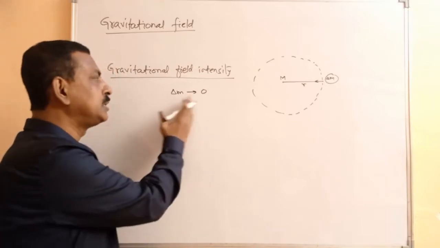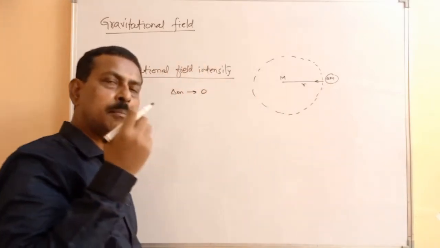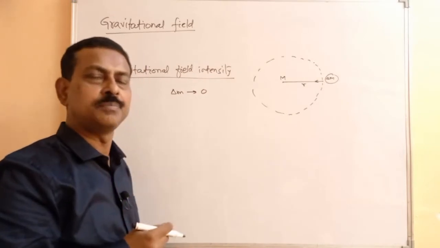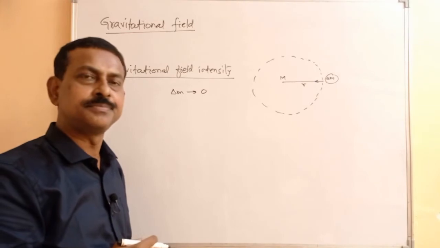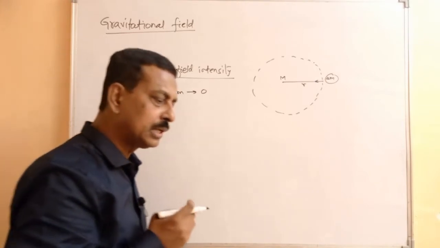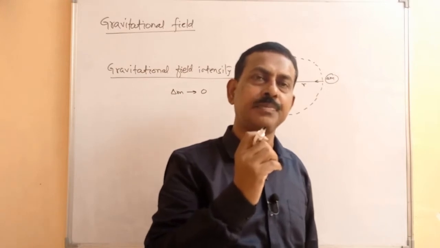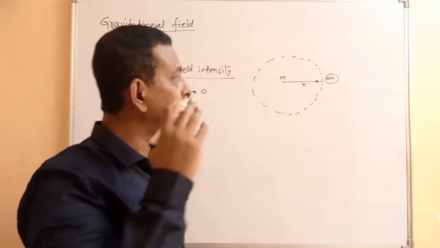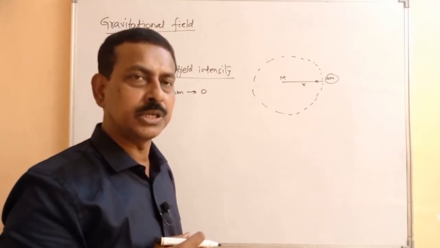Test mass we take as a mass whose magnitude is very, very small. So delta m tending to 0. This particular test body will have the mass negligibly small. Why do we take it like that? If you consider that we want to find gravitational field intensity at a point, and there it is the force experienced per unit test mass placed at that point.